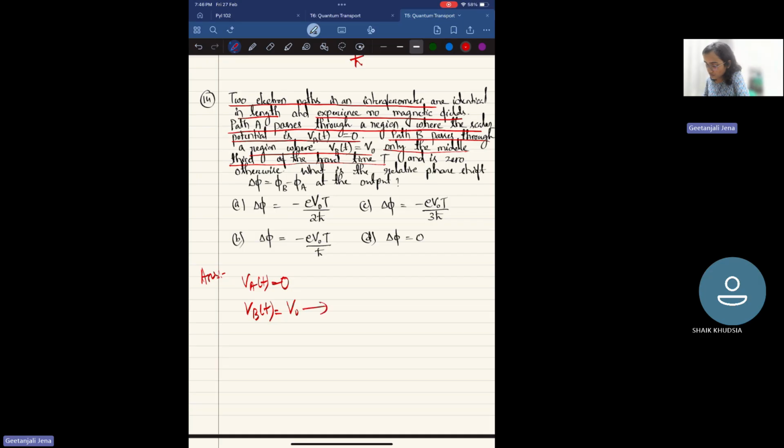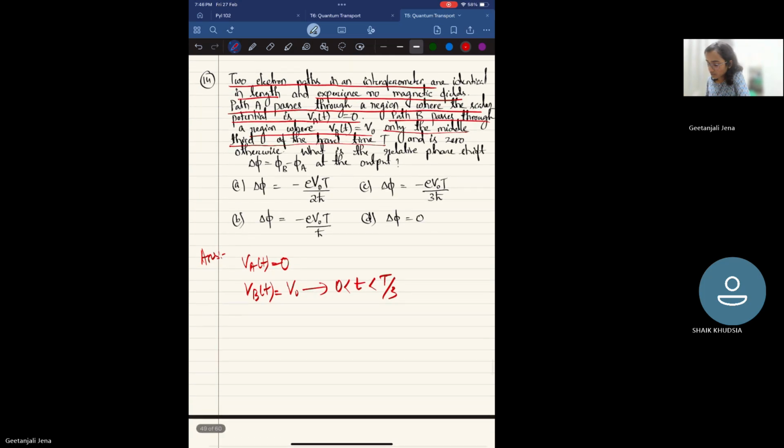So this is non-zero for the middle third of this travel time. That means if it is starting from 0, then it goes from T/3 onwards, and it is 0 otherwise. What is the relative phase shift delta phi at the output?